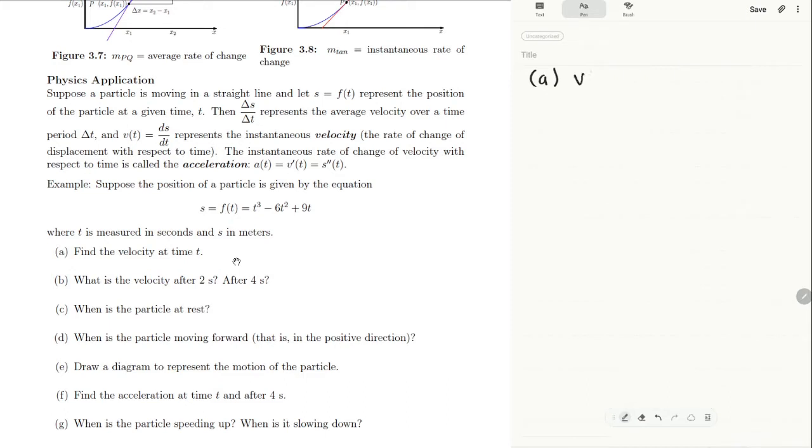So the velocity function v of t is the derivative of the displacement function. And so we need to differentiate s with respect to t. And we are given that s is equal to t cubed minus 6t squared plus 9t. So we use the power rule to differentiate the function. The velocity is given by 3t squared minus 12t plus 9. So this is the velocity function at time t.